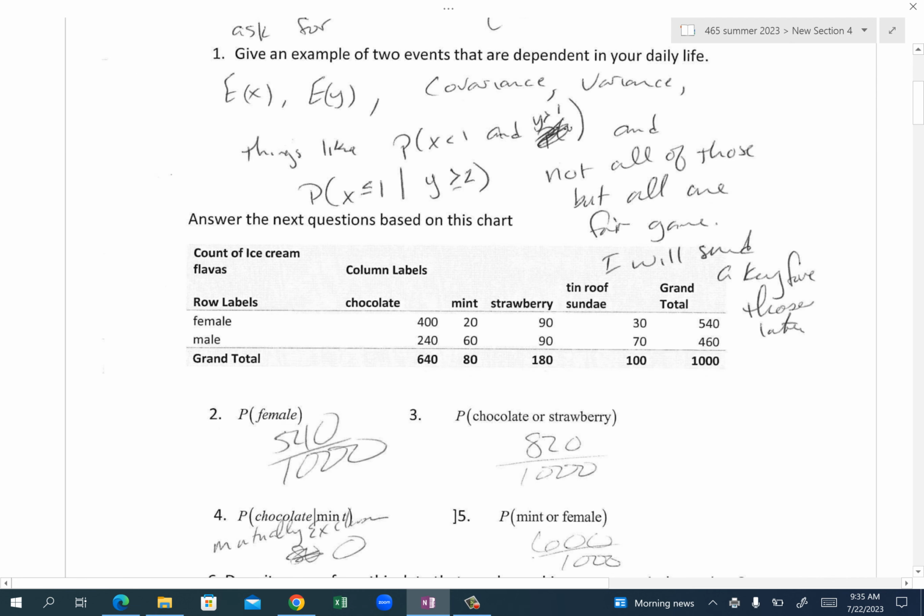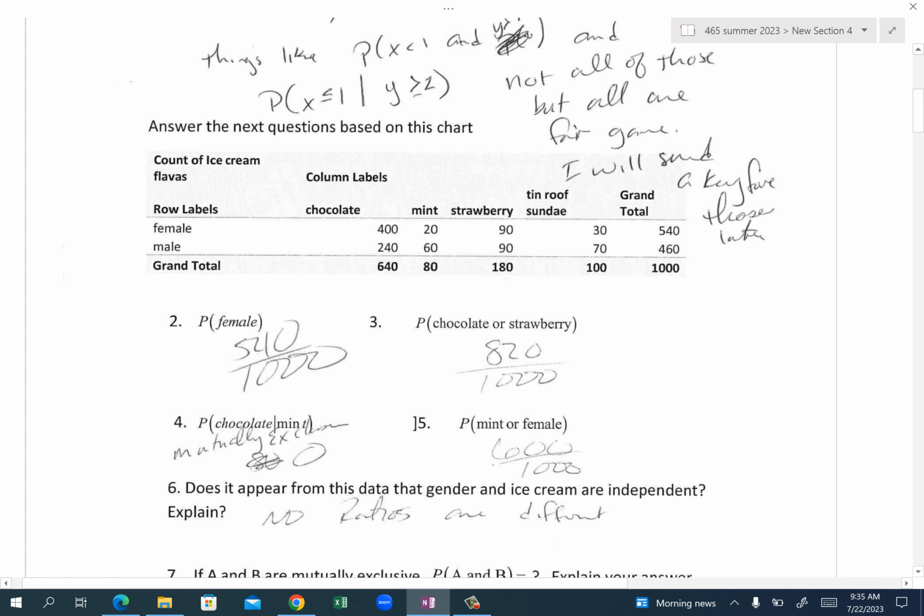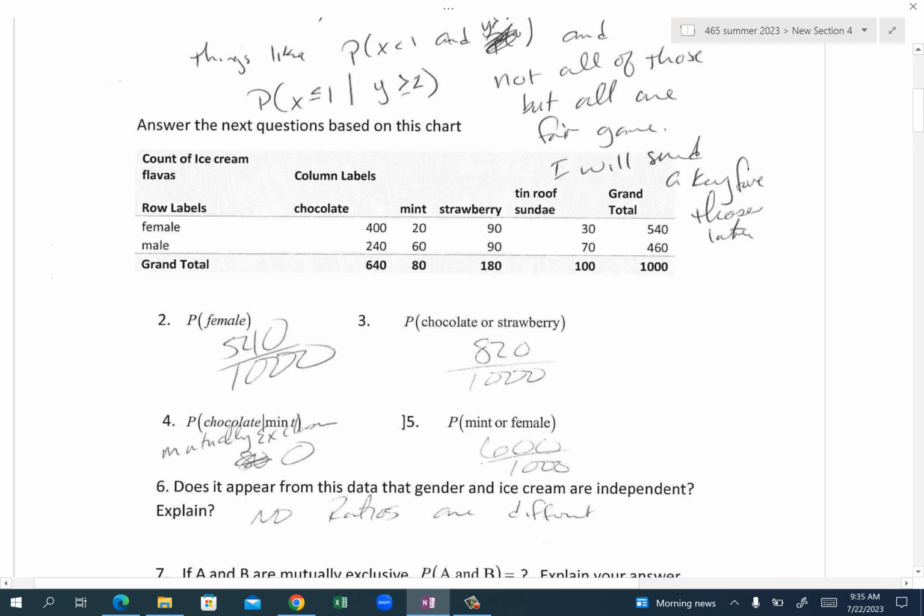There'll be a part where I probably will have an Excel file posted online that you'll download. You'll do a pivot table on it and answer the questions from the pivot table. And then you can also use Excel for some of the things. But something along these lines, right?